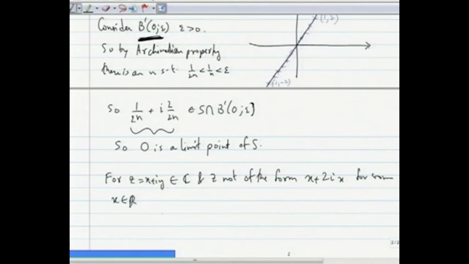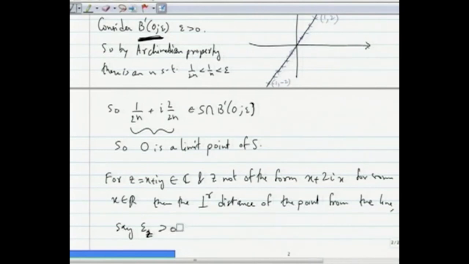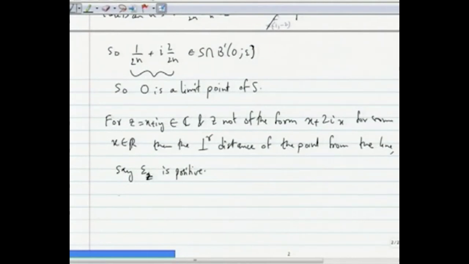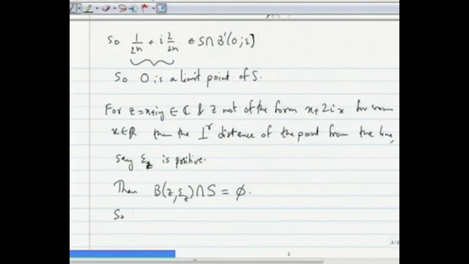And then what happens is the perpendicular distance of the point from the line, call that epsilon z, epsilon subscript z depending on z, is strictly positive because the point does not lie on the line. Then B(z, epsilon z) will completely stay off of the line. So, in particular, it stays off of the subset of the line, namely S here, so that intersection is empty. So, z is not a limit point of S.